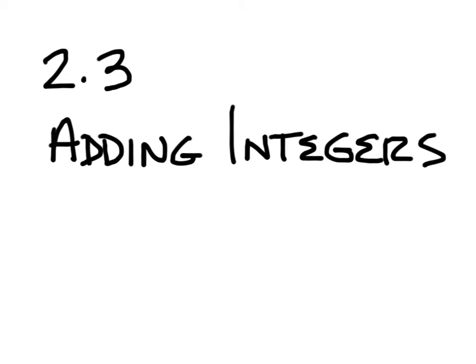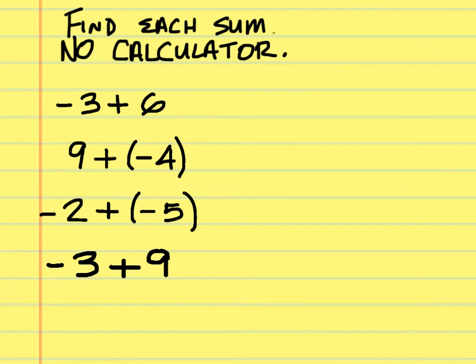Now we're adding integers. You just have to add two numbers together. They could be positive, negative, or you could have two positives, two negatives. You cannot use a calculator on this in class. So if you have a calculator, whether it's mine or yours, put it face down. If it's yours, put it away. If it's mine, just put it face down.